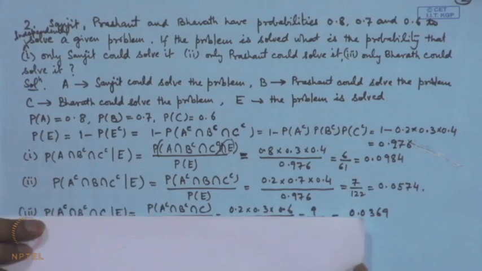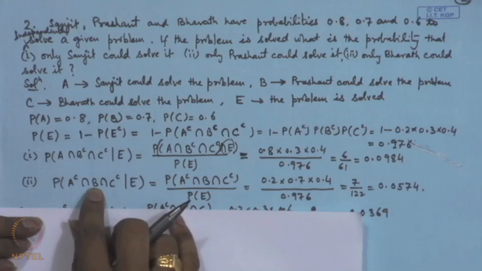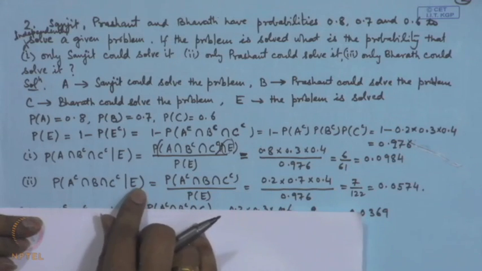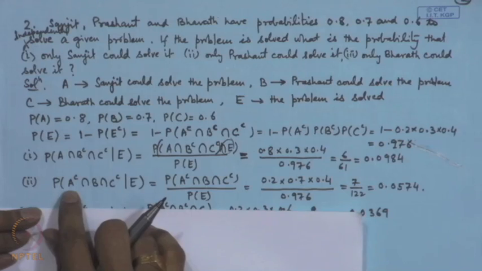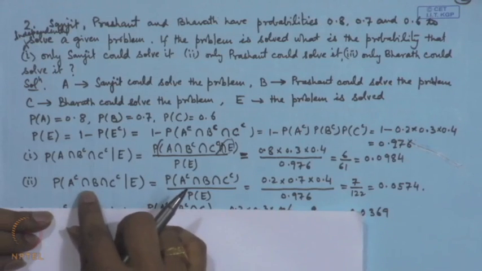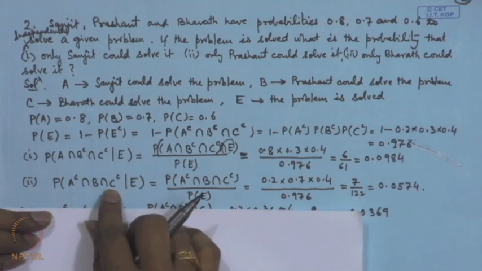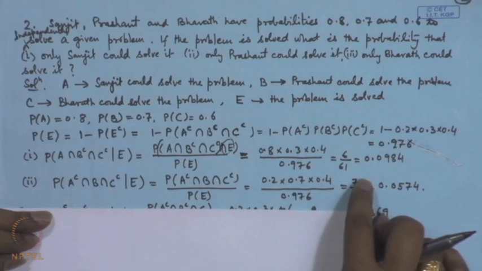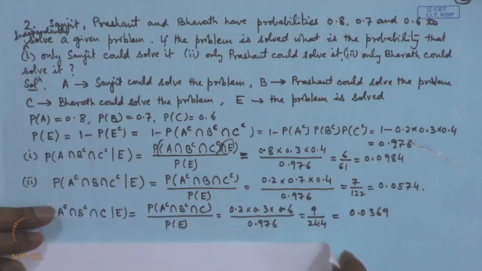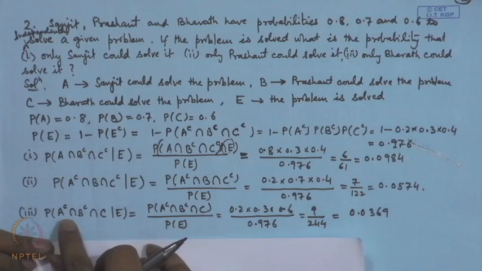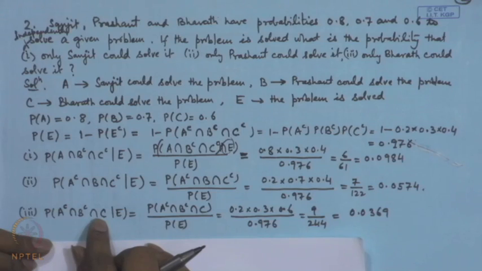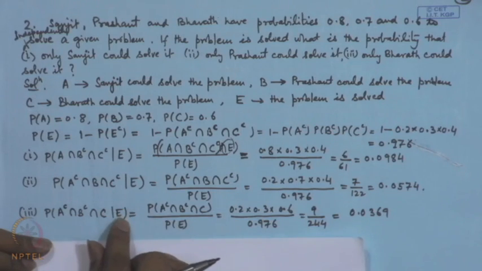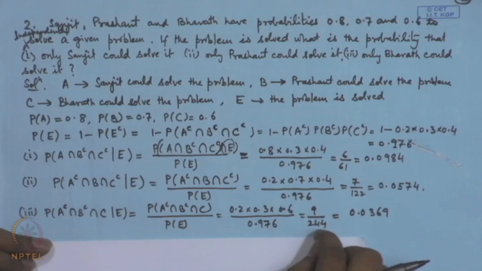Now, in a very similar manner we can calculate the probability that Prashant could solve it given that the problem is solved. So, this will be represented by probability of A complement intersection B intersection C complement given E, and once again we apply the same type of argument. The value turns out to be 7 by 122. And only Bharat could solve it, that will be A complement intersection B complement intersection C given E, and this will turn out to be 9 by 244.